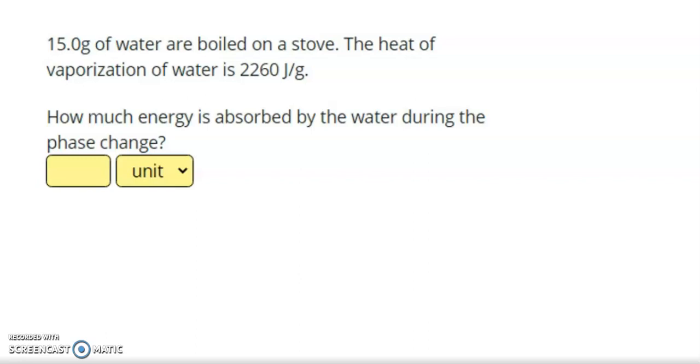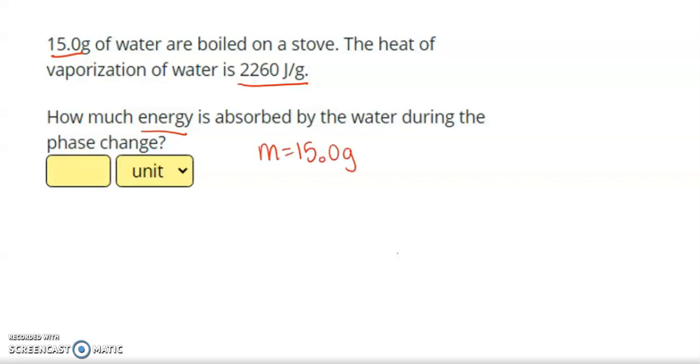So the phase change we have here is boiling. And so that means that the heat of vaporization is going to tell us the joules per gram to make something boil. So joules per gram in this case is referring to the heat of vaporization. So I've got the givens 15 grams and 2,260 joules per gram, and I'm looking for energy.